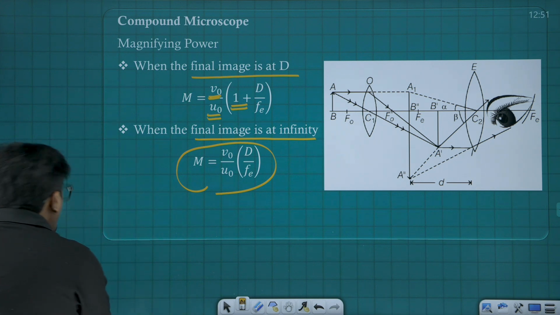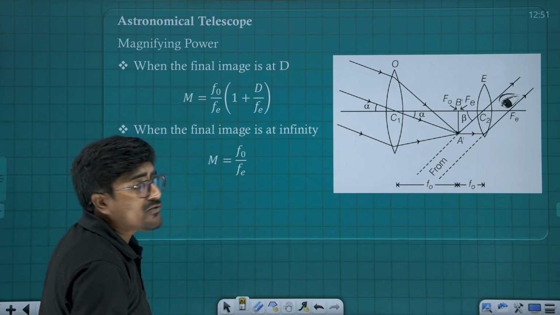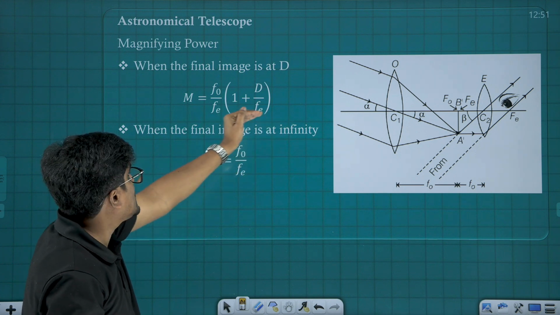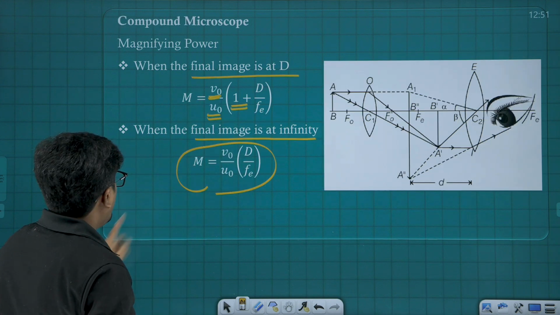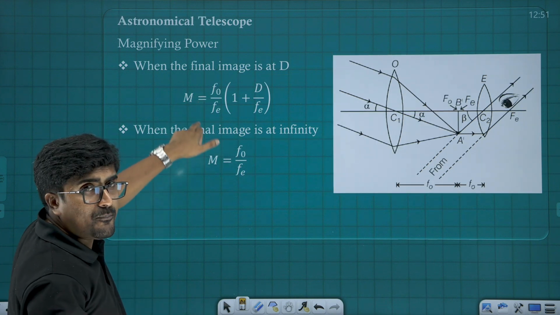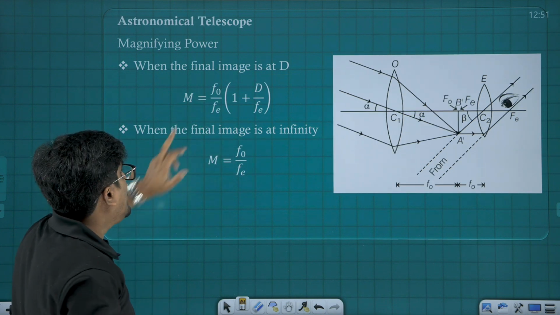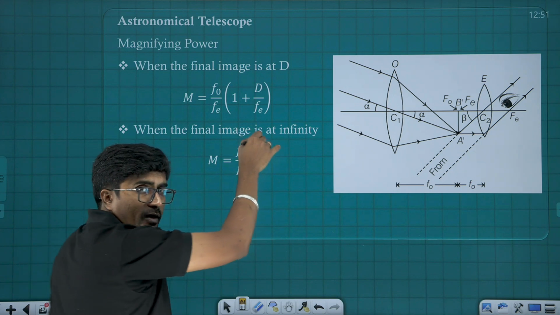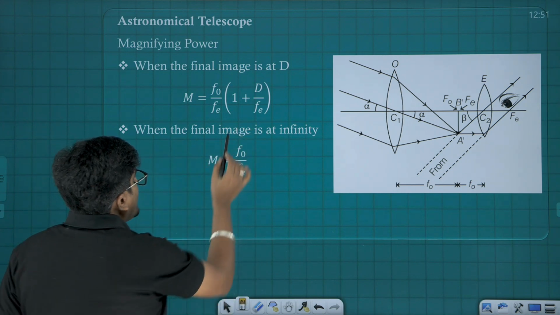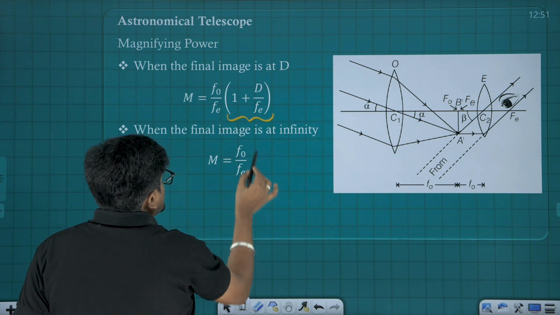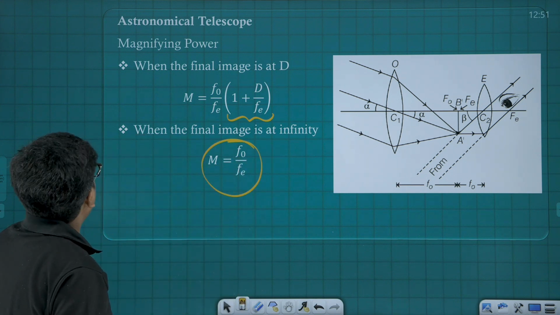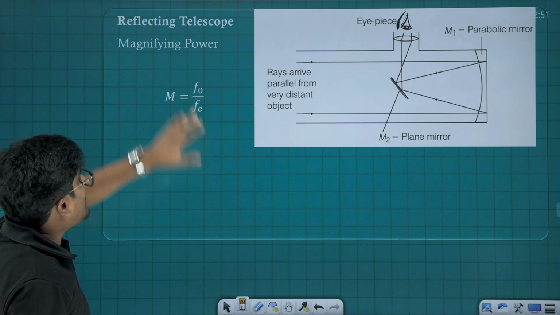Alright. Now in case of the astronomical telescope, if the image is formed at the least distance of distinct vision, here it was vo upon uo, here this is fo upon fe, fo upon fe into 1 plus D upon fe. And if the image is at infinity, this entire part will be missing, it's going to be fo upon fe. Alright. And next is the reflecting telescope.